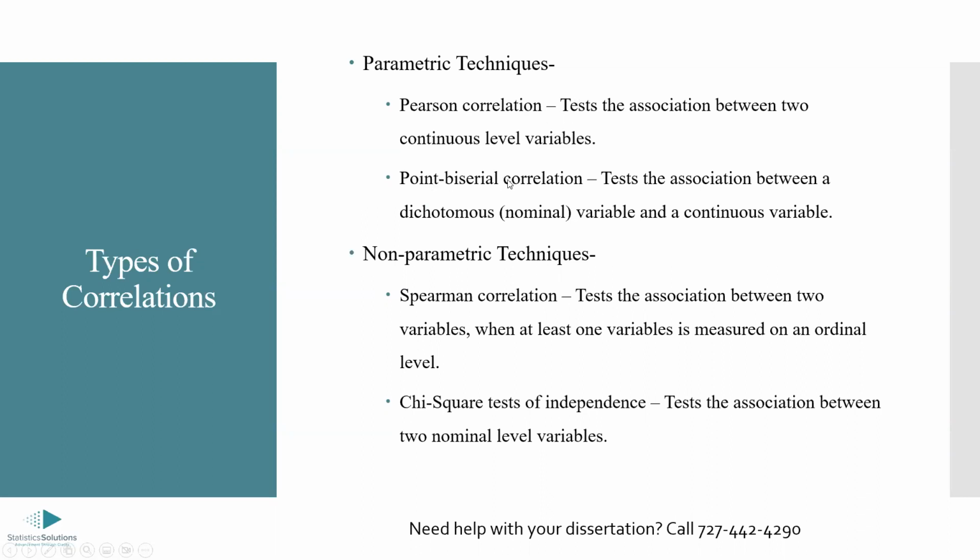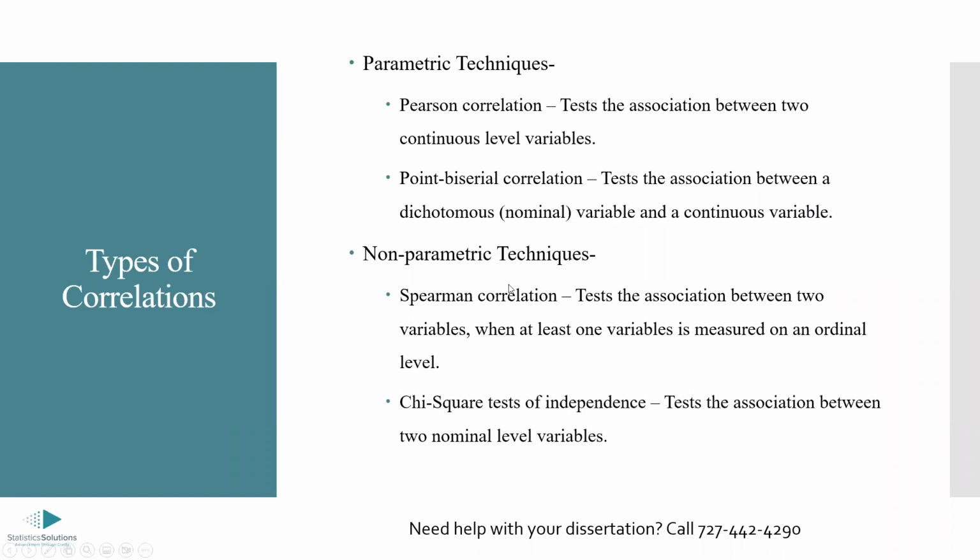A point biserial correlation is used when you have a dichotomous variable, so a two-level variable, but also a continuous variable for your second factor, okay? So what is the relationship between gender, that was just male and female, and GPA?